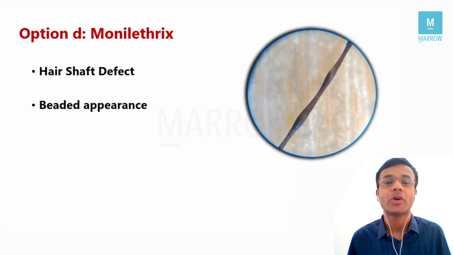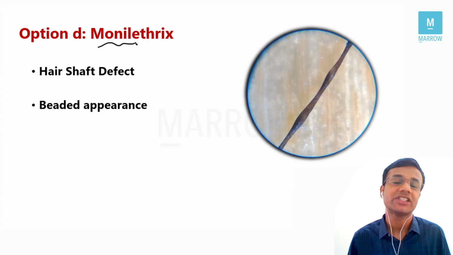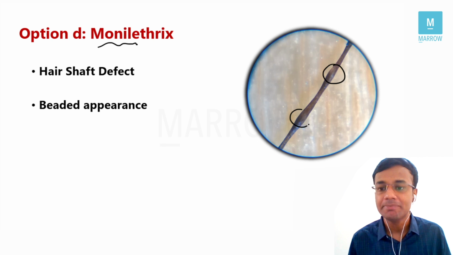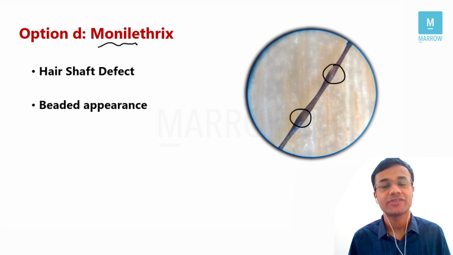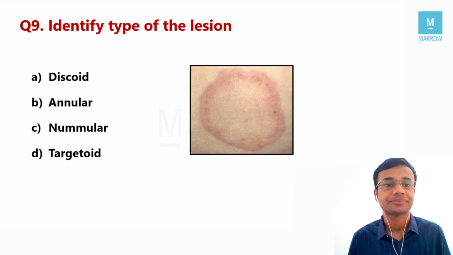The last option was monilethrix. Now the word monile in Latin refers to a beaded appearance. So here you get a beaded appearance of the hair shaft. So these were all the 4 important hair shaft defects which I've covered. So this becomes very important for the next exams as well. So please read it in great detail.